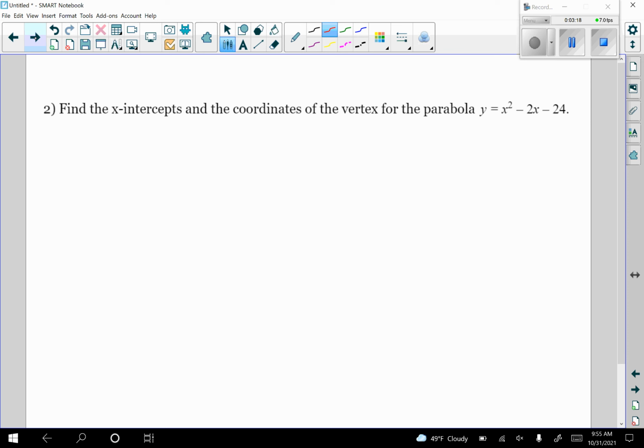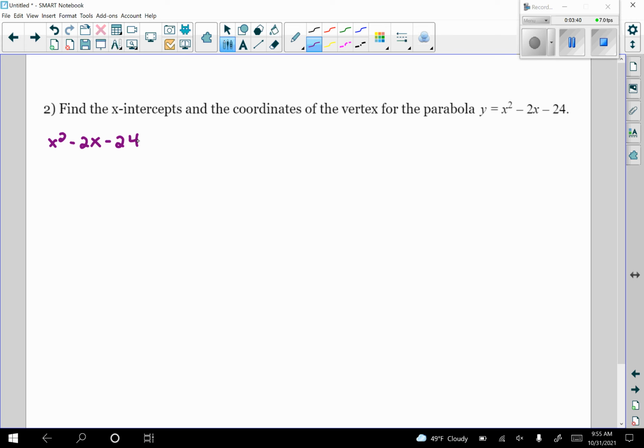Okay, number 2 was very similar to the first question off of the activity 4. We want to find the x-intercepts and the coordinates of the vertex for this parabola, y equals x squared minus 2x minus 24. So let's first find the x-intercepts. We're just going to set this equal to 0.